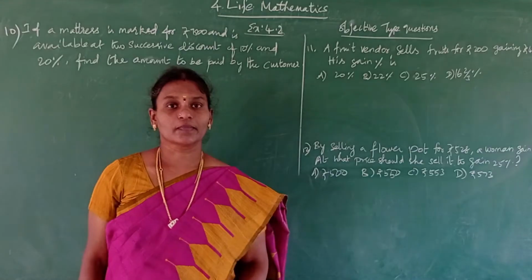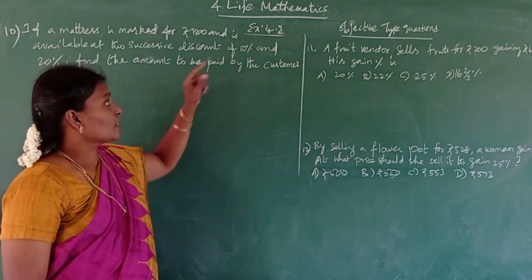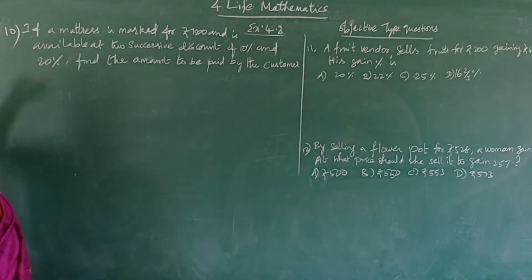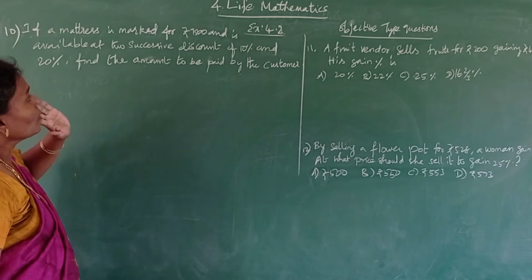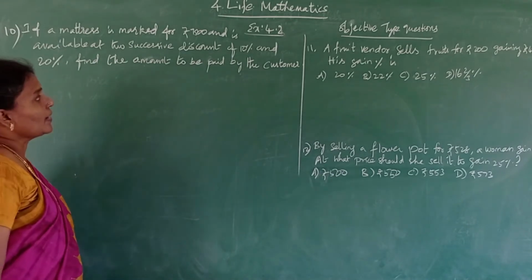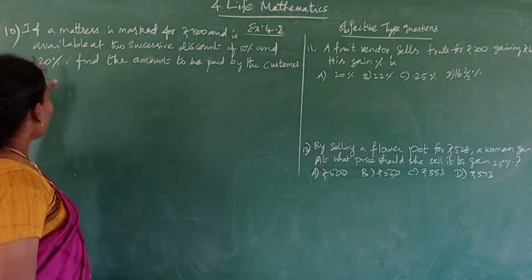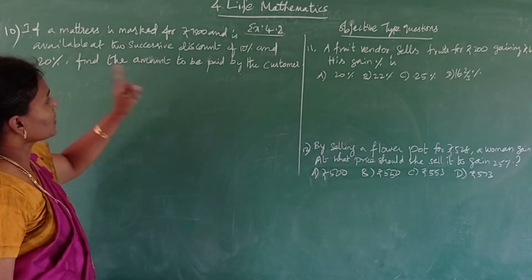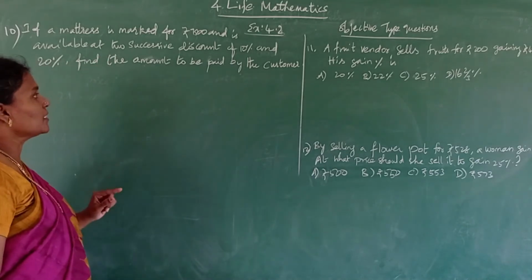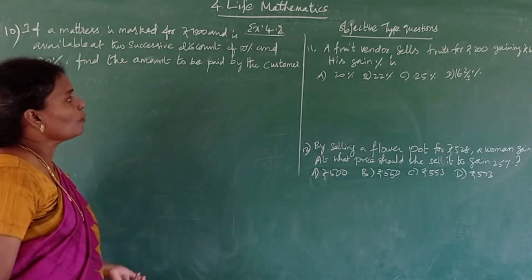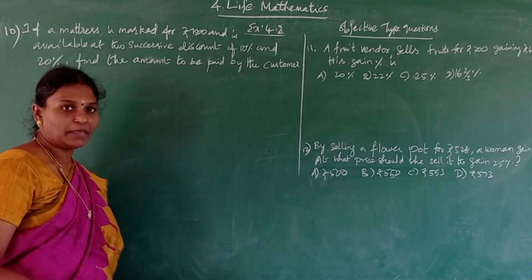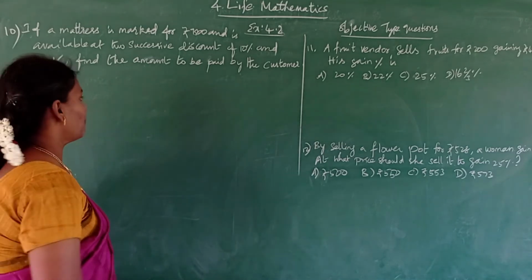Understand, children? So children, exercise 4.2, 10th sum. If a mattress is marked for rupees 7,500 and is available at two successive discounts of 10% and 20%, find the amount to be paid by the customer. So that means the selling price.